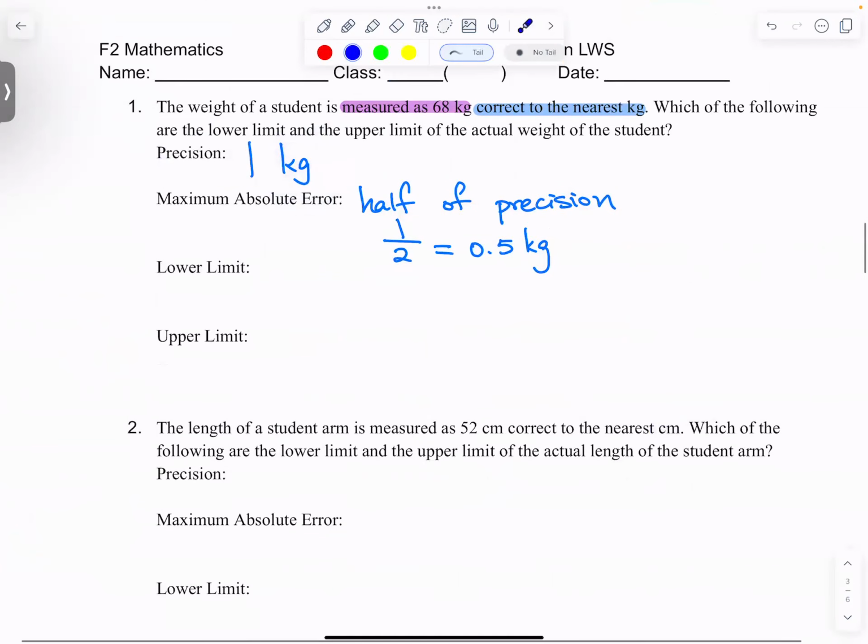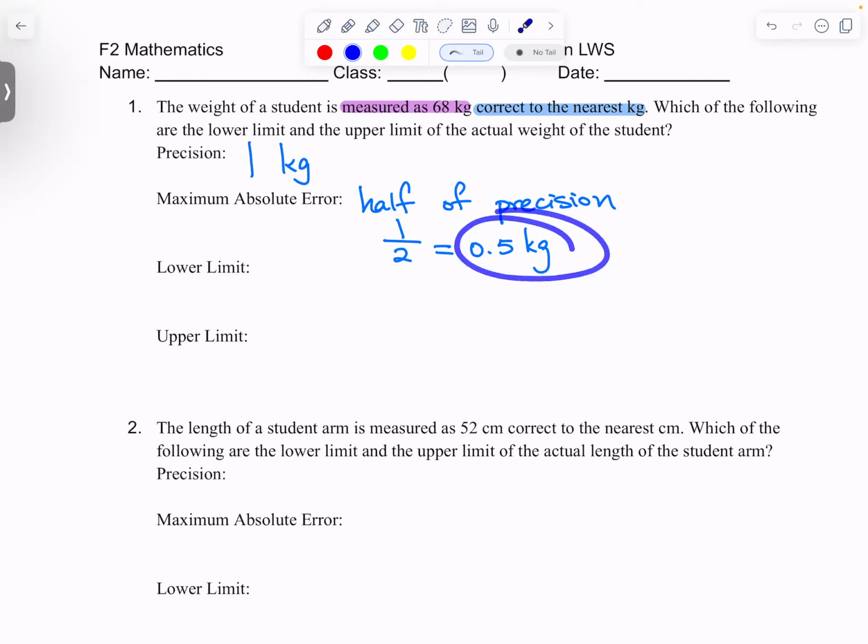After having the precision, you can find your maximum absolute error, which is half of precision. So 1 is your precision, so half of it, you divide by 2. Okay, that's your 0.5. Now what is lower limit and upper limit? Do you see something you are given? You have some value there. There's a measurement there. That measurement is just what you see with your eyes. But of course, eyes aren't 100% correct as well.